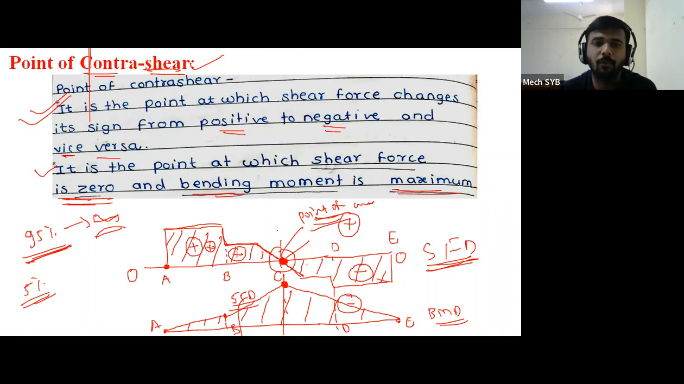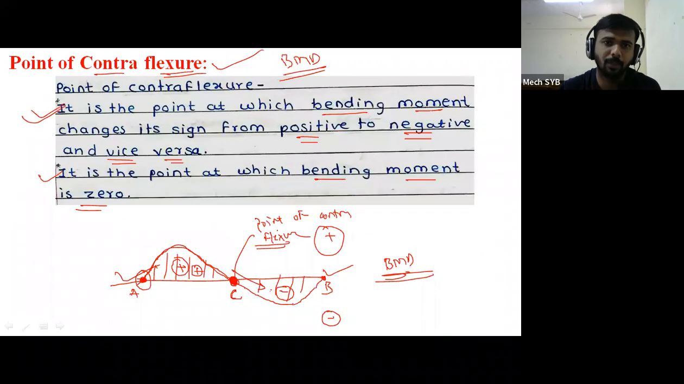That is, point of contra shear means it is visible in Sfd. And what is the definition? It is the point at which shear force changes its sign from positive to negative and from negative to positive. अशा पॉइंटला आपण काय म्हणतोय? पॉइंट ऑफ कॉन्ट्रा शियर. किंवा त्याची दुसरी डेफिनेशन पण काय? ह्याच पॉइंटला शियर फोर्स 0 असतो आणि त्याच पॉइंटला बेंडिंग मोमेंट डायग्राम मध्ये बेंडिंग मोमेंट काय असतो? मॅक्सिमम असतो.